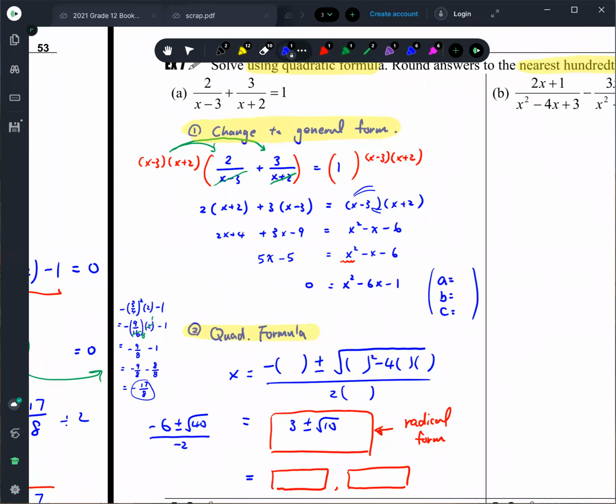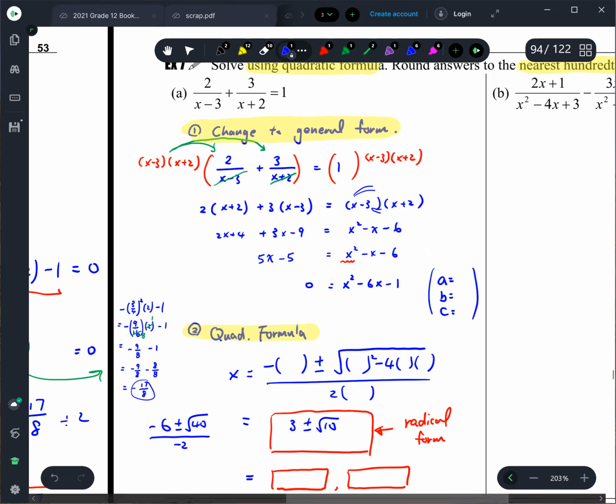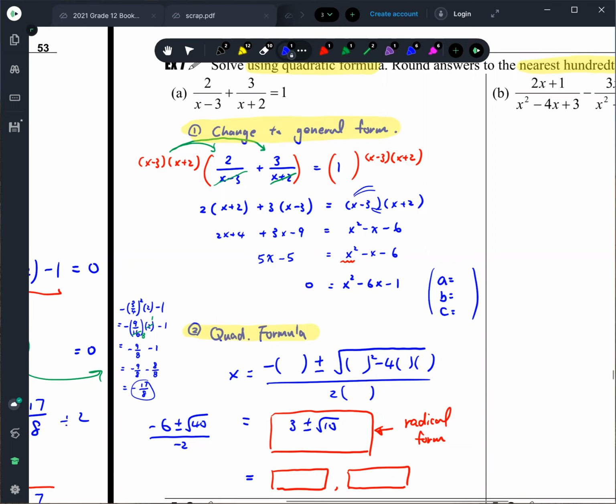How about the rest of you? Are you done with the radical form? Please raise your hand. So sometimes you might need to simplify it. After you plug it in, you want to simplify as far as you can.